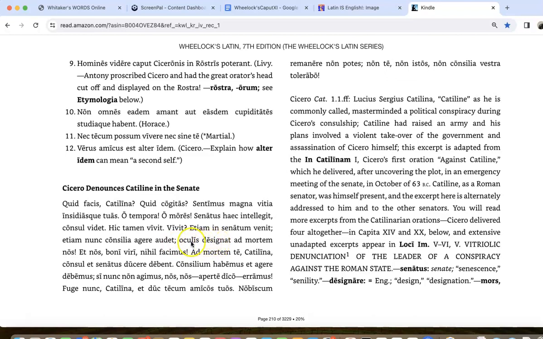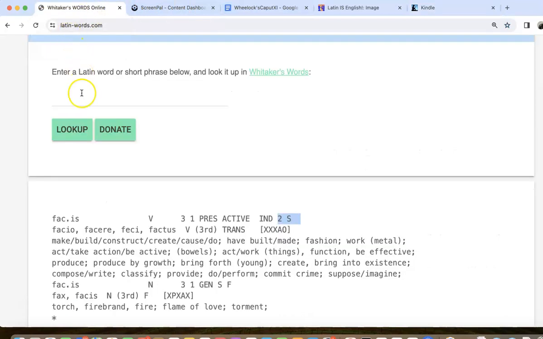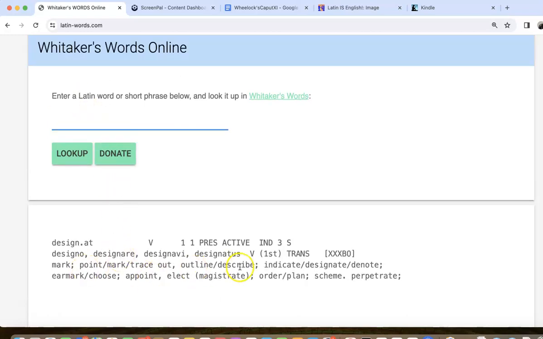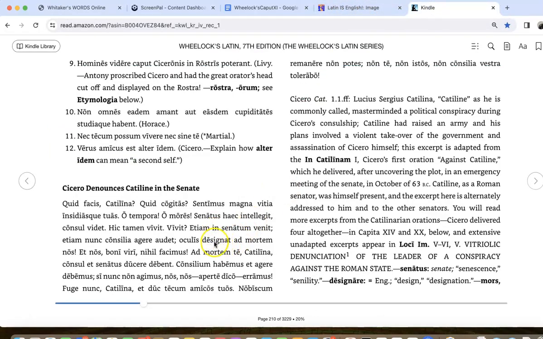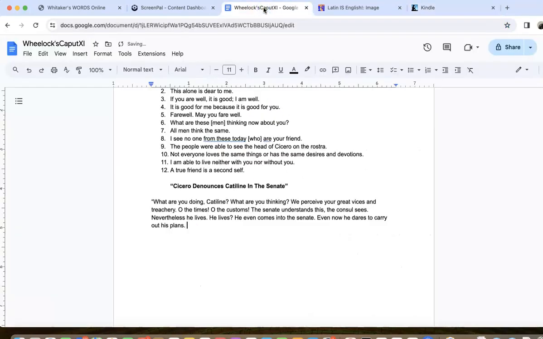He designs with his eyes toward the death of us. In other words, his eyes, so literally, he designat. Let's look this up for other possibilities, but it is where we get words like designate. He marks, he describes, he indicates. Let's go with this one. He is planning. Let's go with that one. That actually works fairly nicely. So he is planning with his eyes our death. Literally, to the death of us, but we're going to say he is planning with his eyes our death.